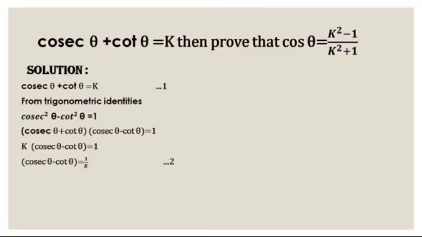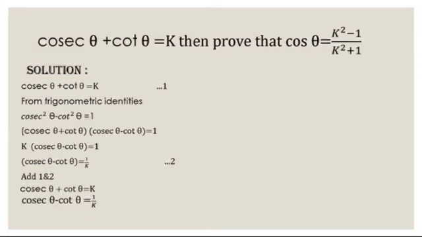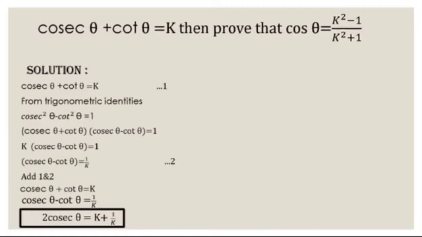Let's add equations 1 and 2. Cot theta plus cot theta minus cot theta is cancelled. Then we get 2 cosecant theta is equal to k plus 1 by k. 2 cosecant theta is equal to k plus 1 by k, LCM is k square plus 1 by k. This is equation 3.